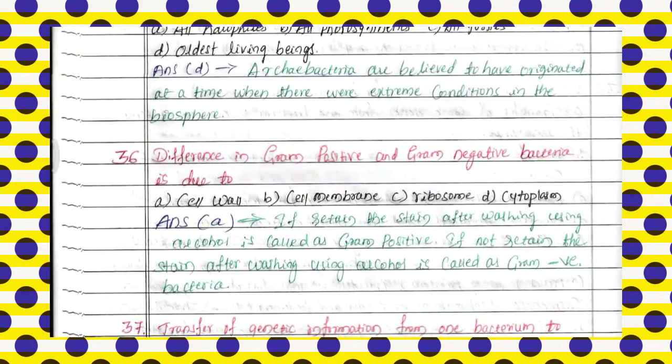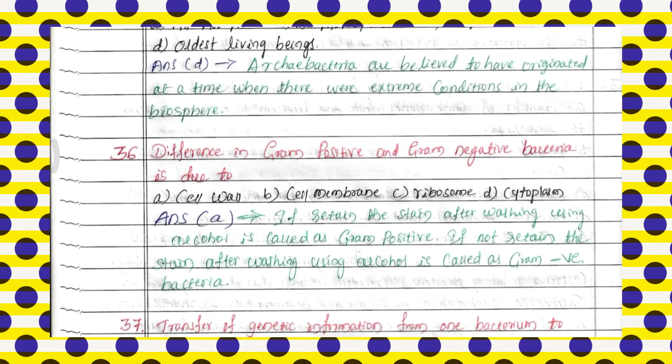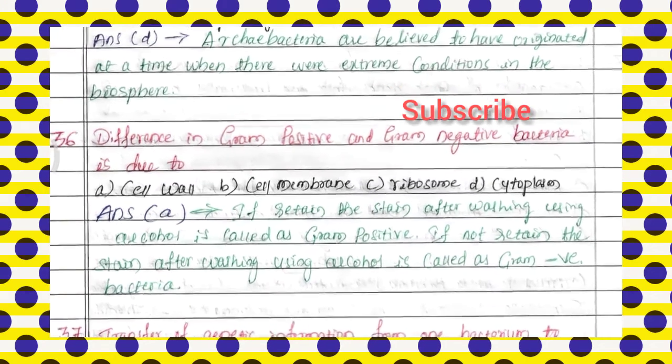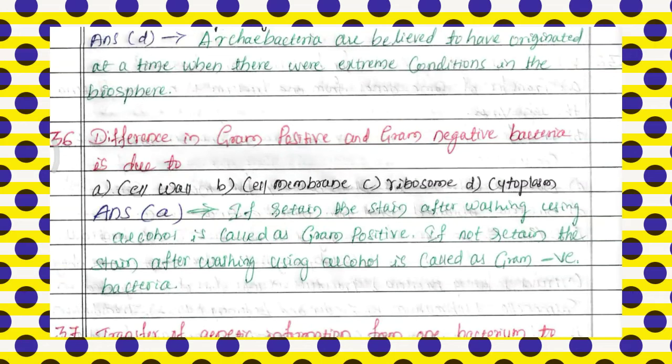36. The difference in gram-positive and gram-negative bacteria is due to: cell wall, cell membrane, ribosome, cytoplasm. Answer is A. Cell wall. If bacteria retain the stain after washing with alcohol, it is called gram-positive. If they do not retain the stain after washing with alcohol, it is called gram-negative bacteria.